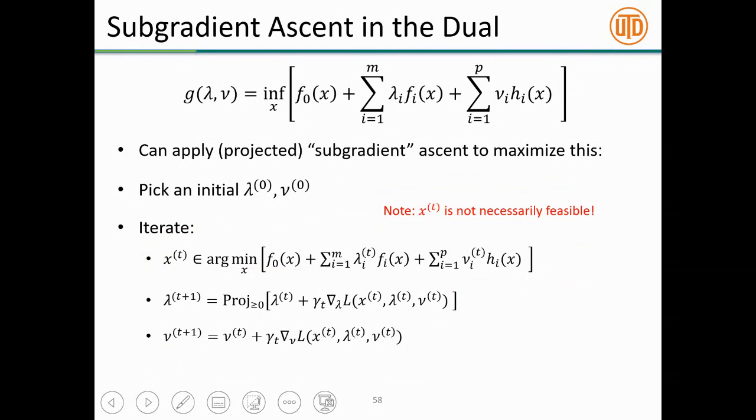The second observation about this method is that it doesn't guarantee that the sequence of x's that is produced is actually feasible, right? Because they're the result of minimizing the Lagrangian, but that's an unconstrained minimization problem. So the Lagrange multipliers are acting as soft penalties here. But at no finite iteration is it necessarily the case that x_t will satisfy the constraints.